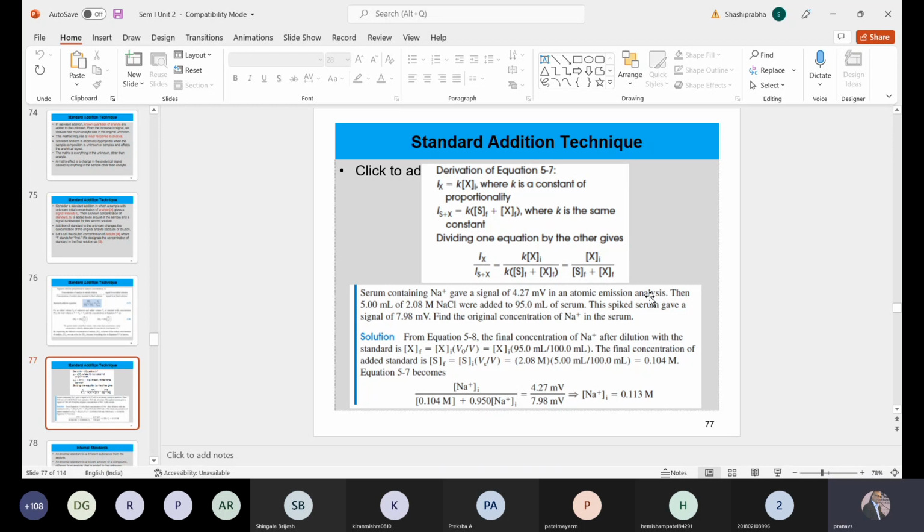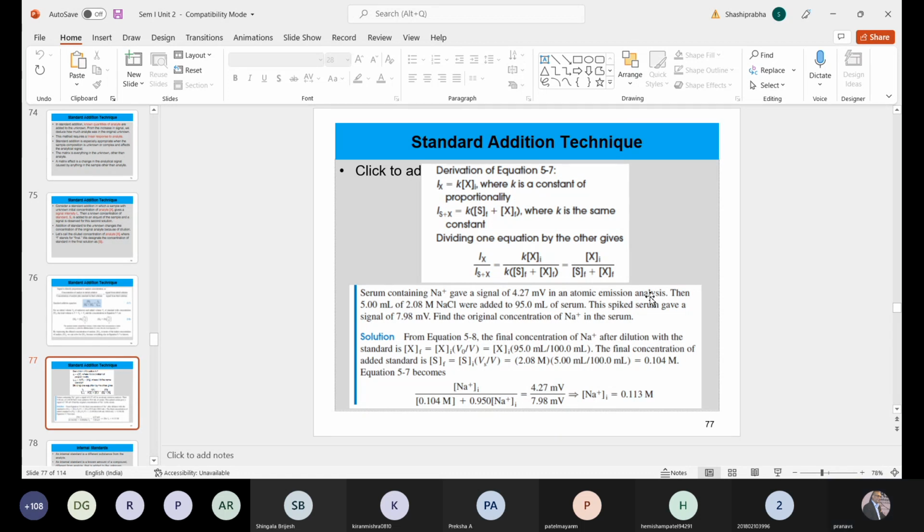So what they are estimating is the concentration, the serum concentration of sodium ions using atomic emission analysis. This is a technique. This is an elemental technique which can be used for different elements. It is used for sodium, which is present in serum, and it gave a signal corresponding to 4.27.